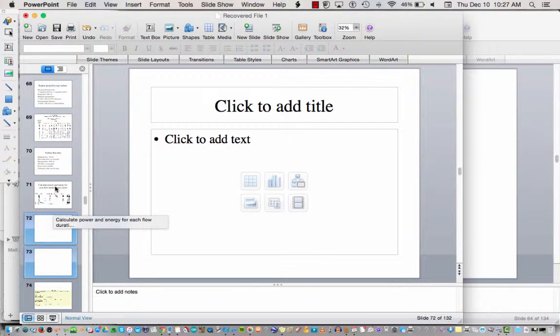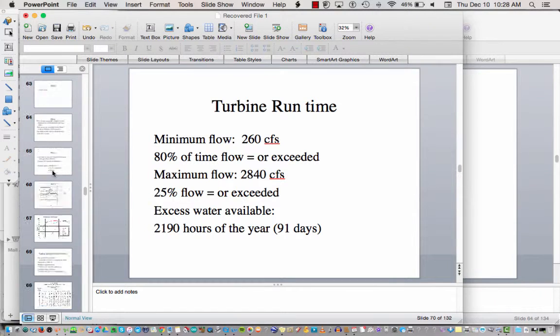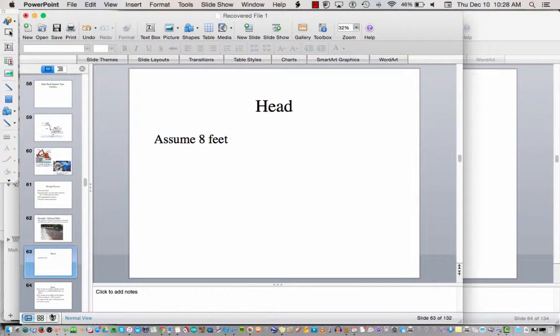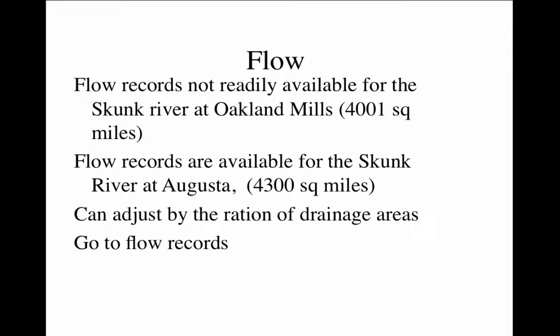Let's assume we can get 8 feet if we repair the dam there. You can look, maybe it's not quite 8 feet there, but we could get 8 feet, let's say. And then the flow. So now we need to figure out the flow.